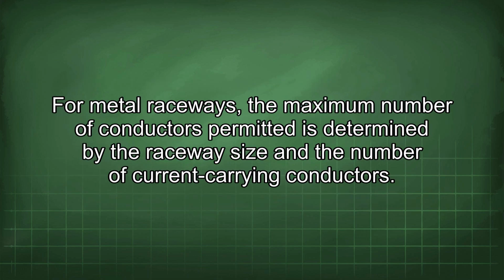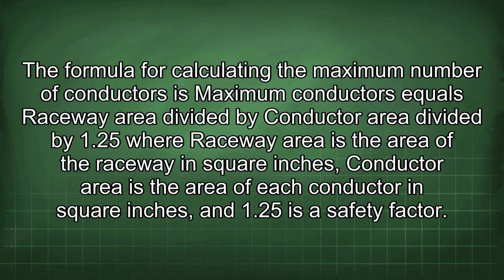For metal raceways, the maximum number of conductors permitted is determined by the raceway size and the number of current-carrying conductors. The formula for calculating the maximum number of conductors is: maximum conductors equals raceway area divided by conductor area divided by 1.25, where raceway area is the area of the raceway in square inches, conductor area is the area of each conductor in square inches, and 1.25 is a safety factor.